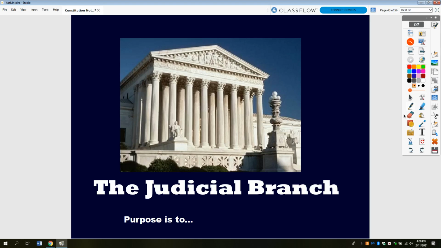The judicial branch, Article 3 of the Constitution. You'll notice that of the three articles that describe the three branches of government, Article 3 is the shortest. In fact, most of Article 3 is about what kind of cases can go to the Supreme Court. And there are some legal definitions in there about treason, for instance.